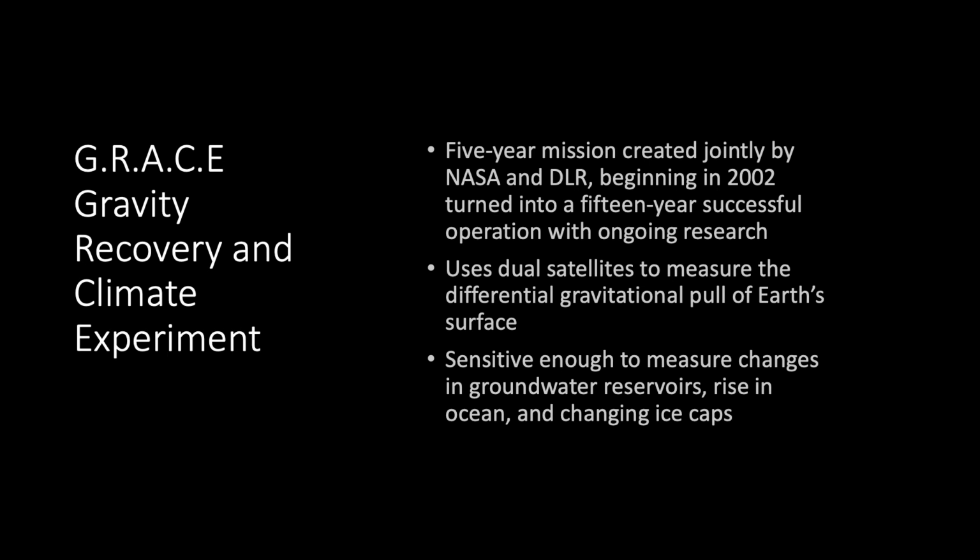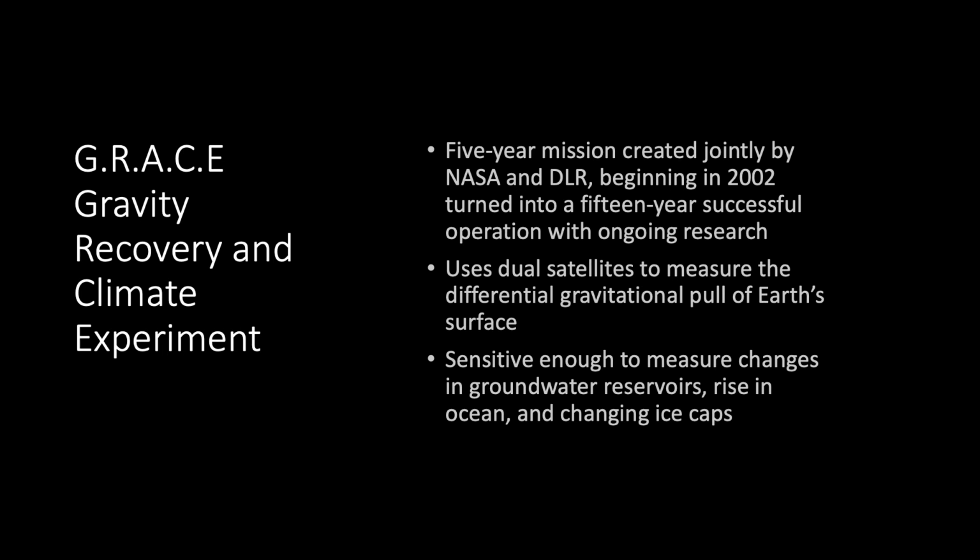It was initially meant to be a 5-year mission beginning in 2002, and it became a 15-year successful observation of Earth's differential gravity field. So it uses dual satellites to measure differential gravitational pull of Earth's surface, and it was used to create an incredibly precise, unprecedentedly precise map of Earth's surface for gravity anomalies.